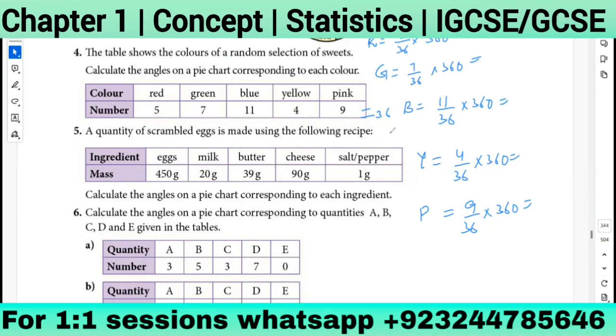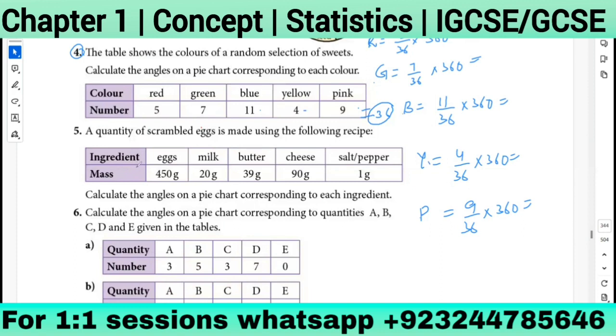600. The answers will be in degrees. 600 degrees for the red color. Are you asking for the fifth question or are we still doing the fourth? We are doing question number 4. When we are doing the fifth, we just added 5, 7, 11, 4, and 9. We get 36. We have written red, green, blue, yellow, and pink. Isn't it?